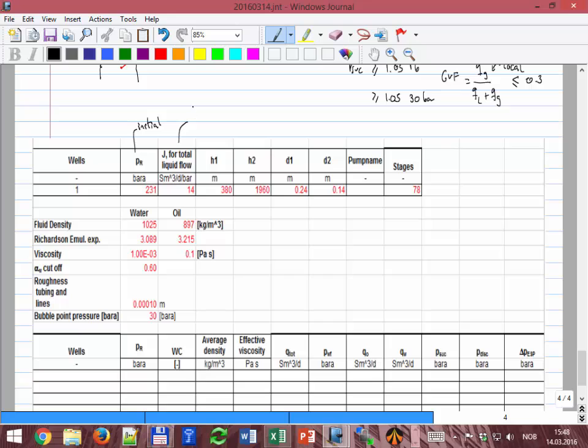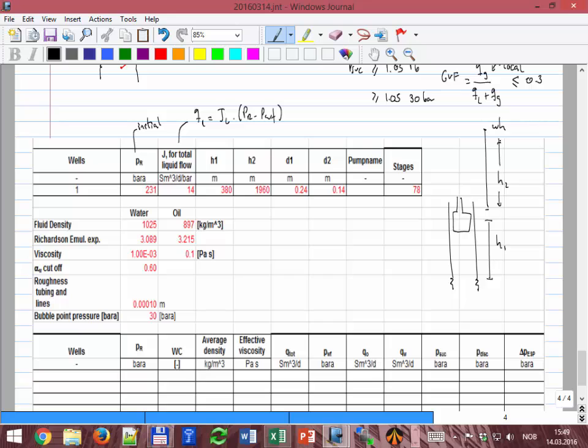This is J. So this kind of rings a bell, here is the equation: Q of liquid is equal to J of liquid times (PR minus PWF). I hope you remember that equation. It's the linear IPR for undersaturated fluids. Then H1 is actually the distance between the formation, which in that case is down here, and the pump suction, and H2 is the distance between the pump discharge and the wellhead.